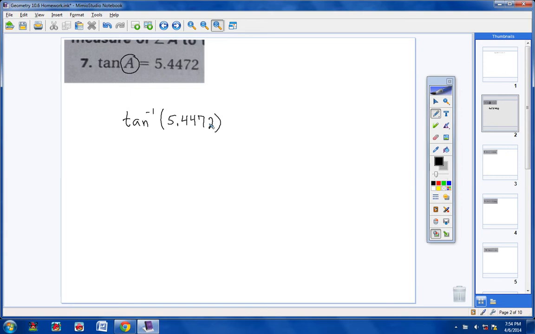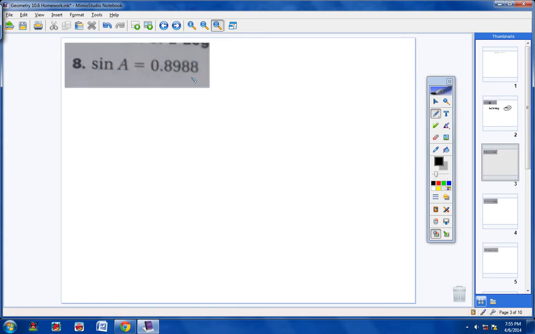You should get out 79.59 degrees. It does say to round to the nearest tenth. That's one decimal place, so 79.59 would be 79.6 degrees. Okay, moving on to number 8.